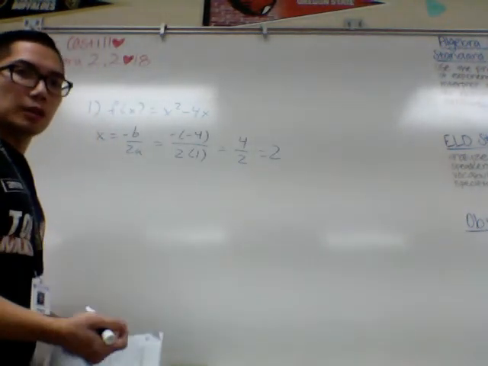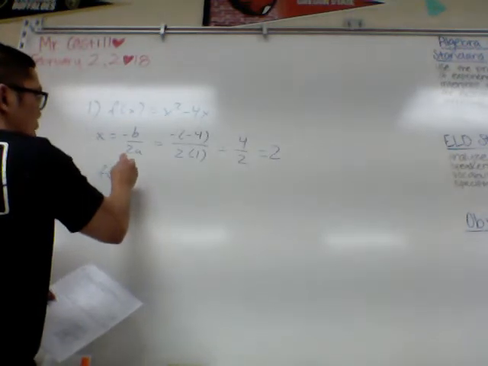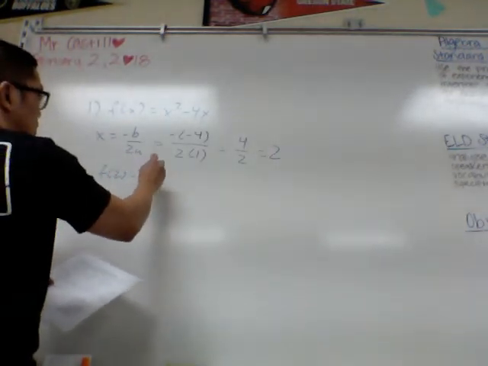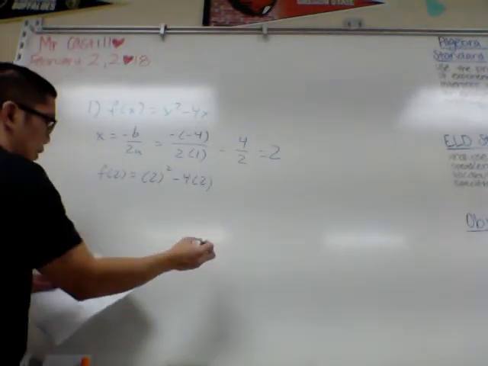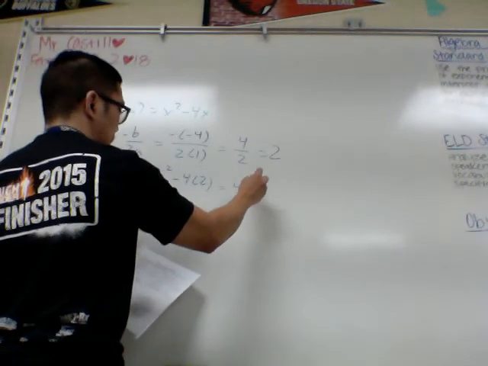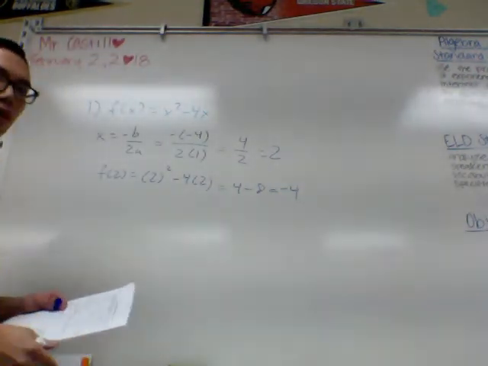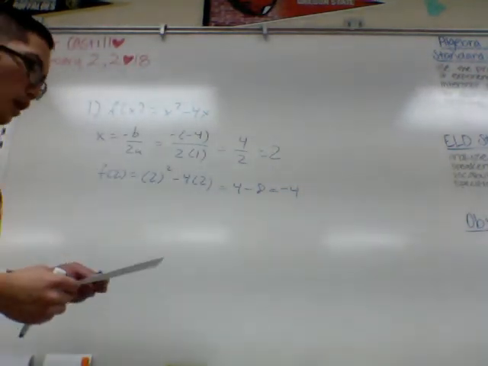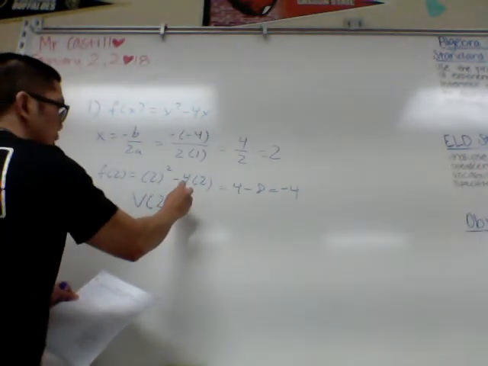And then you substitute that back into your original equation. So f of 2 is equal to 2 squared minus 4 times 2. And that's 4 minus 8, which is negative 4. Now, so your vertex is 2, negative 4.